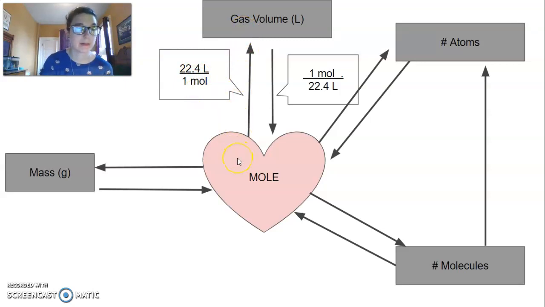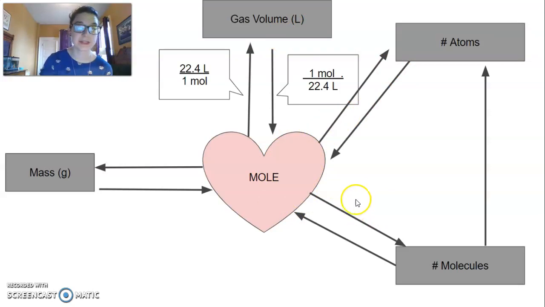We would multiply the number of moles that we have. So if we had 3, we would multiply 3 by 22.4 and divide by 1. Our mole unit would cancel out and we would get liters. Or we could go the other way. So we have 2 liters of O2 gas. We could take that 2, multiply it by 1, divide it by 22.4 liters. Liters would cancel out and we would get our value of moles.